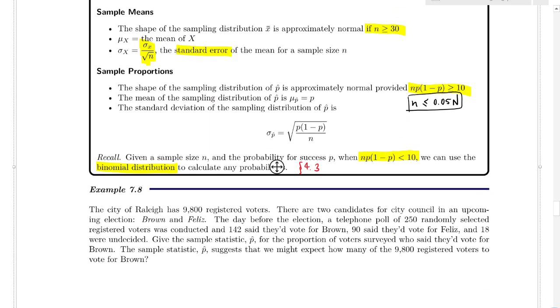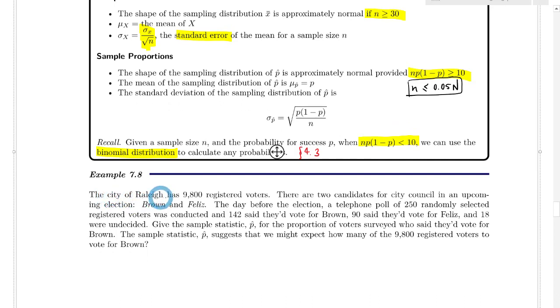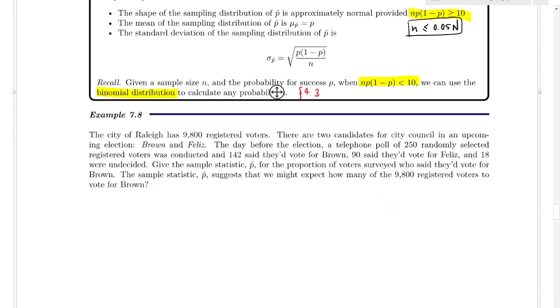So for example, the city of Raleigh has 9,800 registered voters, and there are two candidates for city council in an upcoming election, Brown and Felice. The day before the election, a telephone poll of 250 randomly selected voters was conducted, and 142 said they'd vote for Brown, 90 said they'd vote for Felice, and 18 were undecided. Give a sample statistic p hat for the proportion of voters surveyed who said they'd vote for Brown. The sample statistic p hat suggests that we might expect about how many of the 9,800 registered voters to vote for Brown?